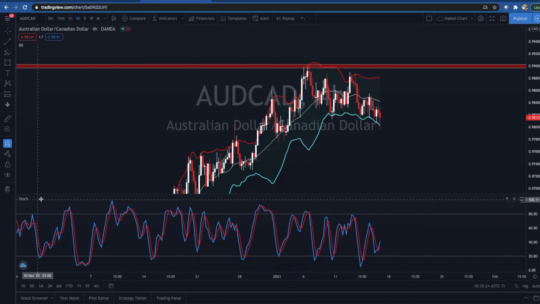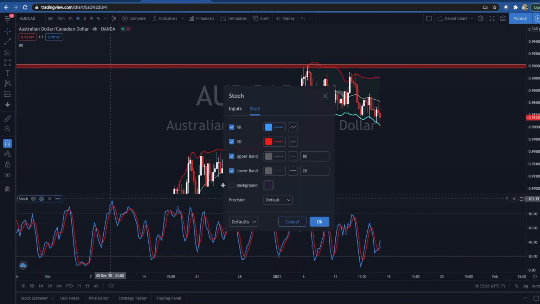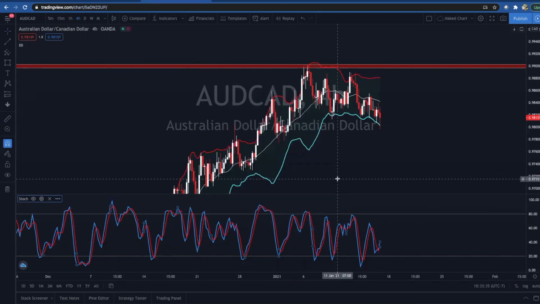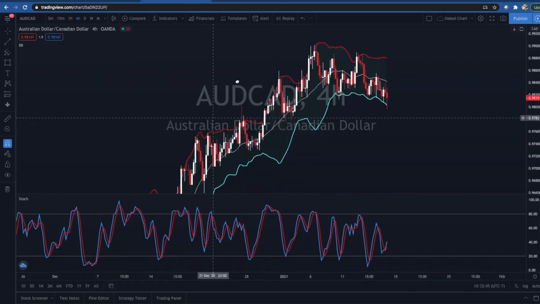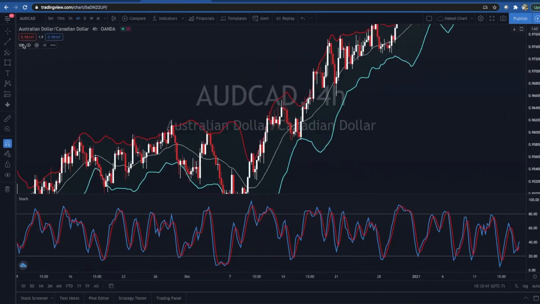You'll see here that if I click on settings and click on style, this is my stochastic, and I have my upper band on 80 and my lower band on 20. So preferably, when I'm selling, I like for price to be above the 80 level and crossing, and when I'm buying, below the 20 level. Let me show you another example and we will look at how to do this with a buy.